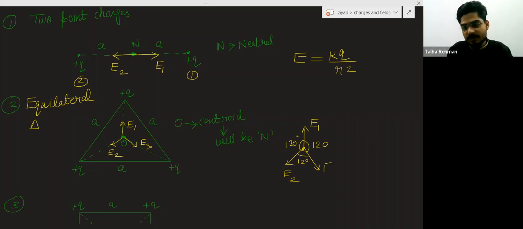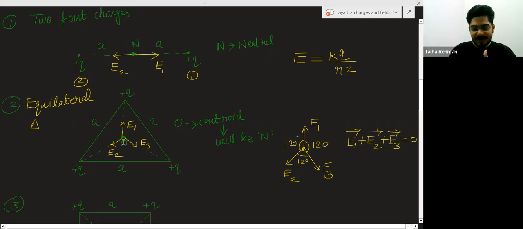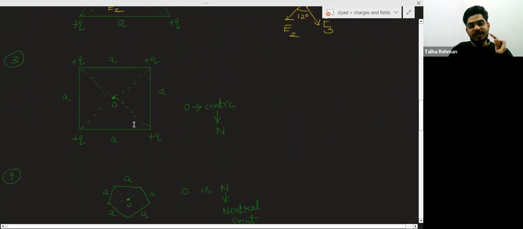So you can write the summation of E1 plus E2 plus E3 is equal to 0. That is why the net electric field at this point O is 0. So at the centroid, you will get the neutral point. If it is a square, at the center of the square, you will get the neutral point.